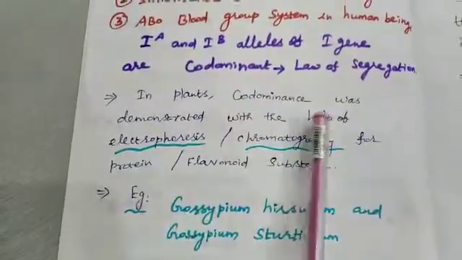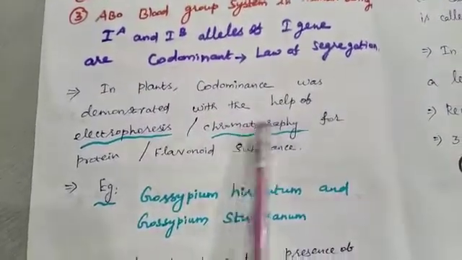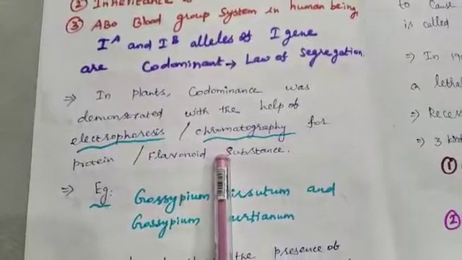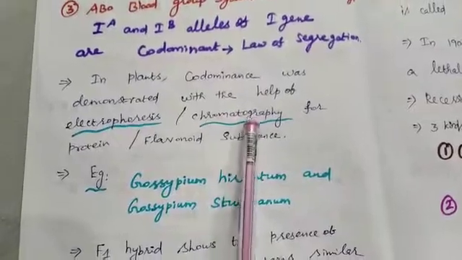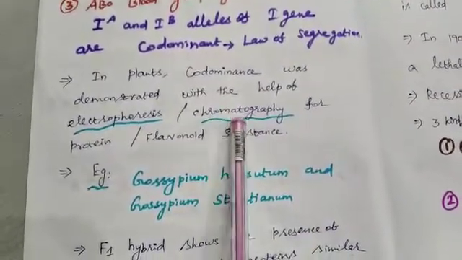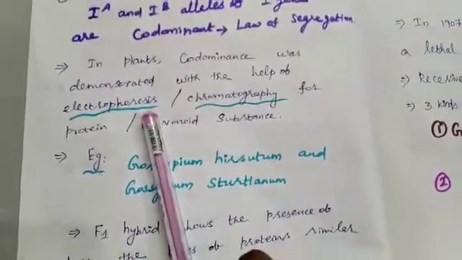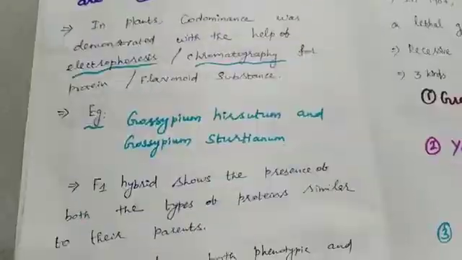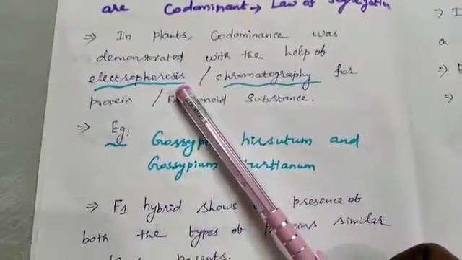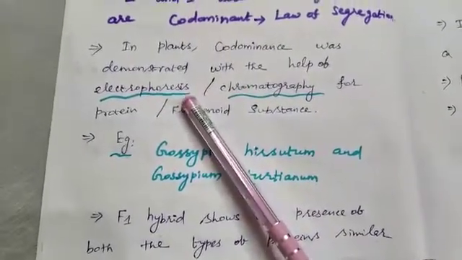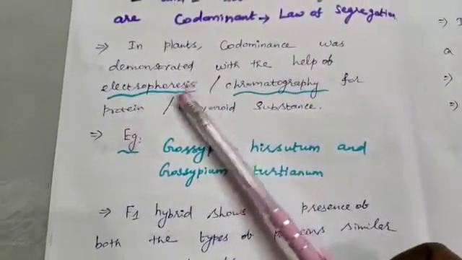In plants, codominance is demonstrated with the help of electrophoresis or chromatography for protein or flavonoid substances. I hope you already know about the chromatographic technique, as we already studied it in the 11th standard. Electrophoresis is another way to understand codominance. In agarose gel electrophoresis, with the help of current, different banding patterns of the plant are produced. That is the electrophoresis technique.